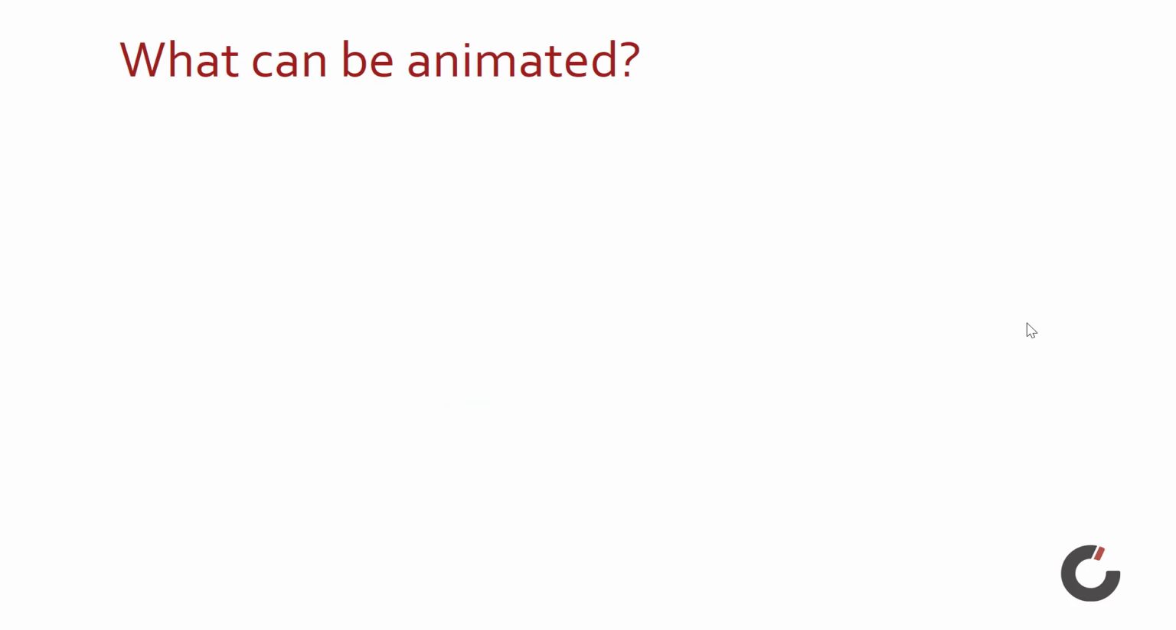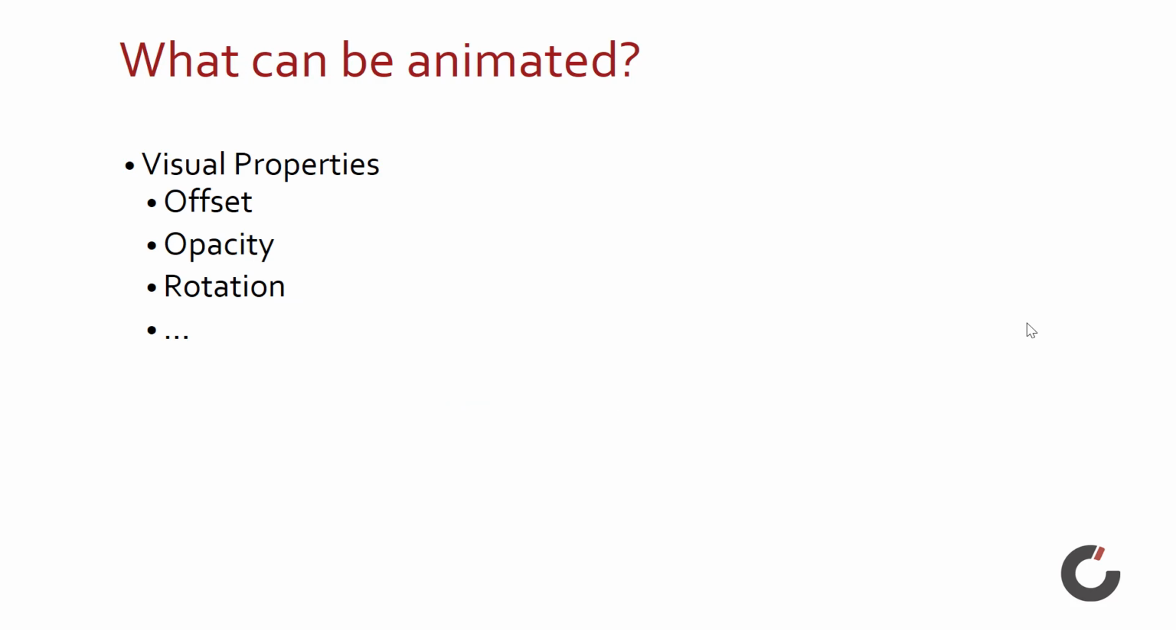So what sort of things can we animate? Well, if you've looked at my previous video where I talked about visuals, you'll know that there are a number of properties on those visuals, such as offset, opacity, rotation, and so on. You could animate all of those, so that obviously gives us the opportunity to create some very interesting effects where we might move images around, fade them in and fade them out, spin them around when we interact with them, and so on. We can also animate what's called an inset clip.